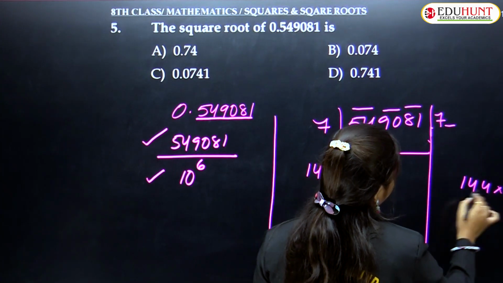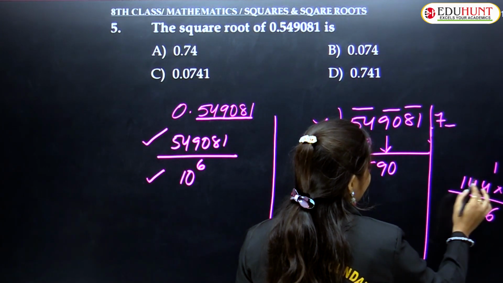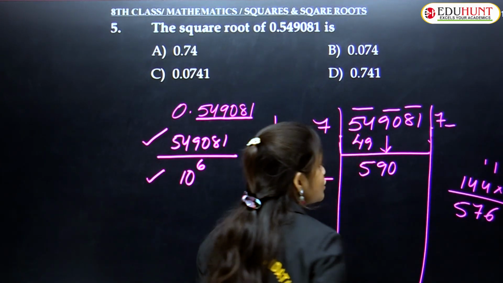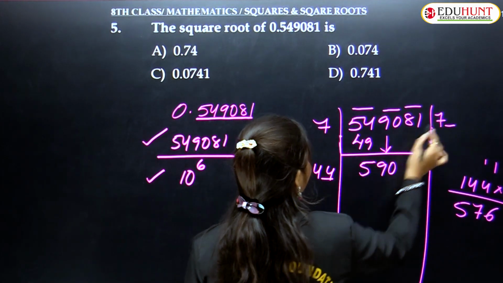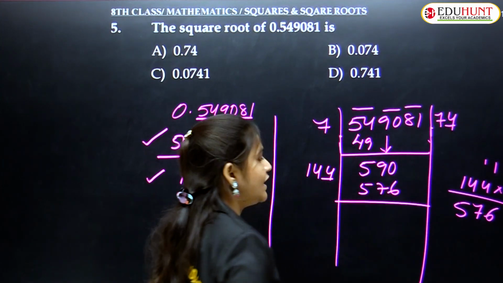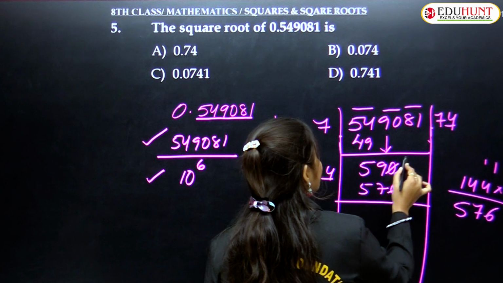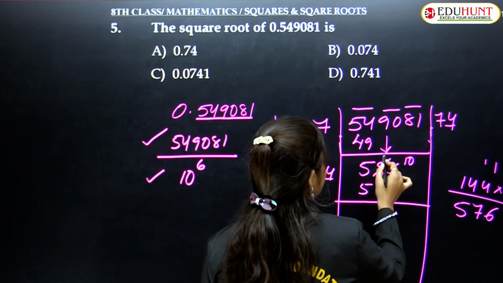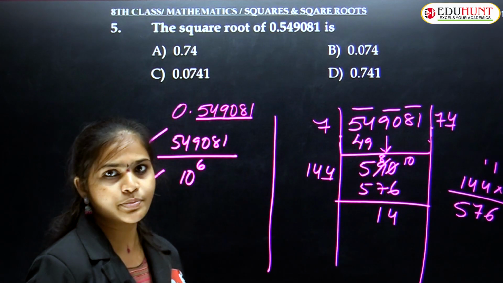144 into 4. Check that, 144 into 4. So 4 4 16. Again 4 4 16 plus 1 17. Next 4 1s 4 plus 1 5. So 576. So that is possible now here. So that's why 144 into 4 is equal to 576. So 590 minus 576. So 10 minus 6 is 4. And here 9 minus, sorry, 8 is there, no? So 8 minus 7 is 1. Okay, and 5 minus 5 is 0.